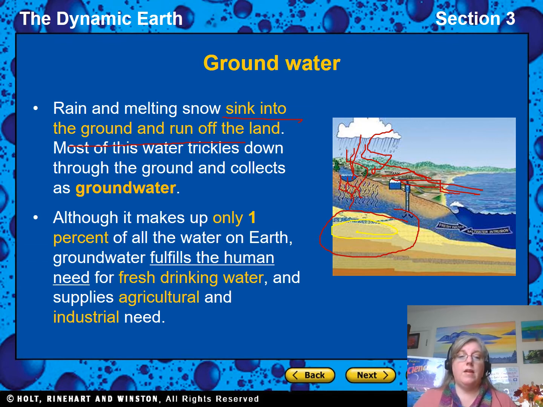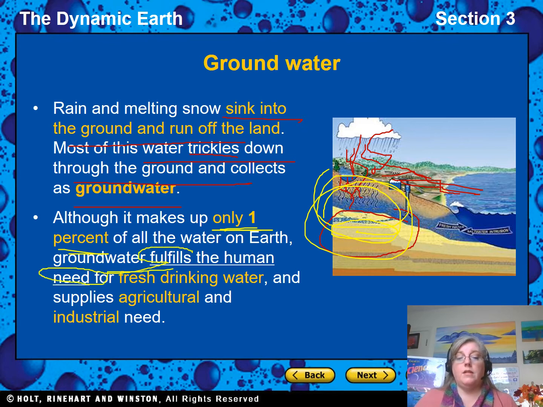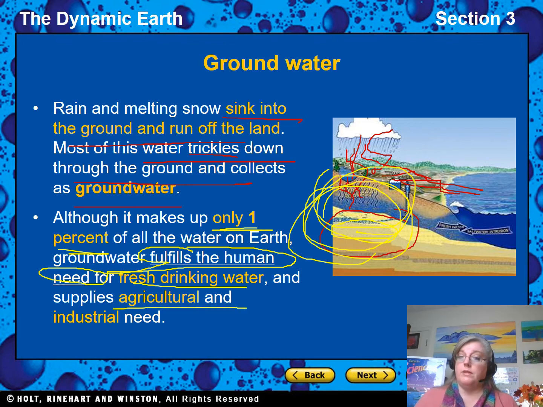All right, when it sinks in, it trickles down through the ground and collects as groundwater. Although this makes up only 1% of all the water on Earth, which is not a lot of water, this is what we use to fill all of the human needs. That's our fresh drinking water, our agricultural water for farms and such, industrial water. Everything we use comes from the groundwater right here.